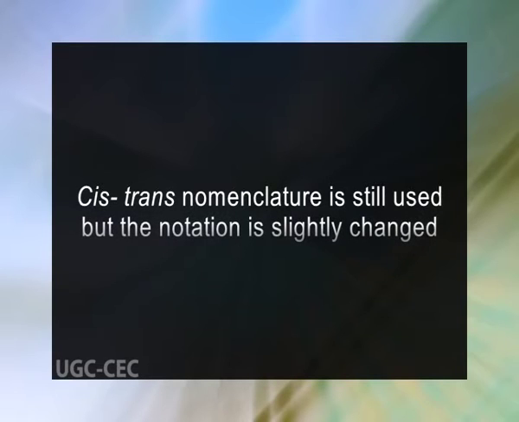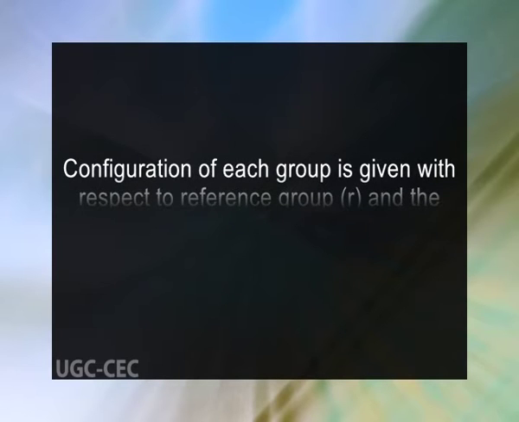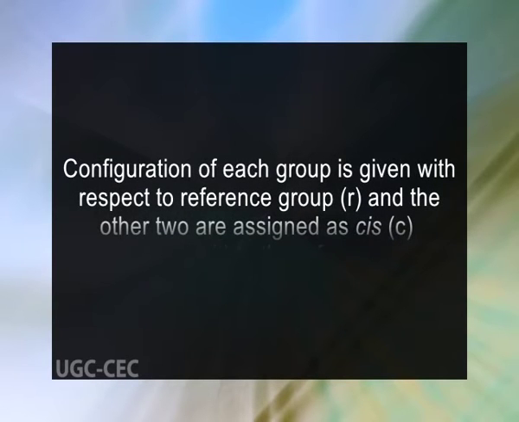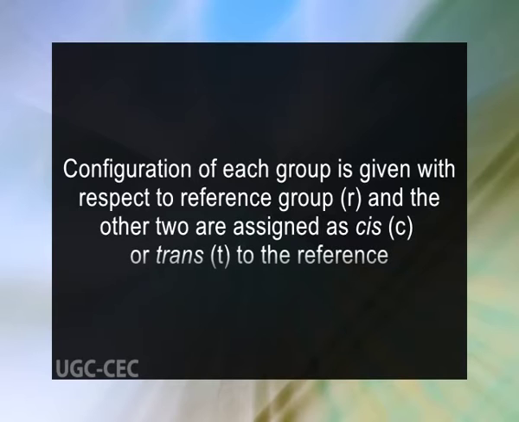However, when a third substituent is different and at a different position, cis-trans nomenclature is still used, but the notation is slightly changed. For such compounds with more than 2 differently substituted atoms, the configuration of each group is given with respect to a reference group r, and the other 2 are assigned as cis c or trans t to the reference. The reference group chosen is the one on the carbon atom of lowest locant.